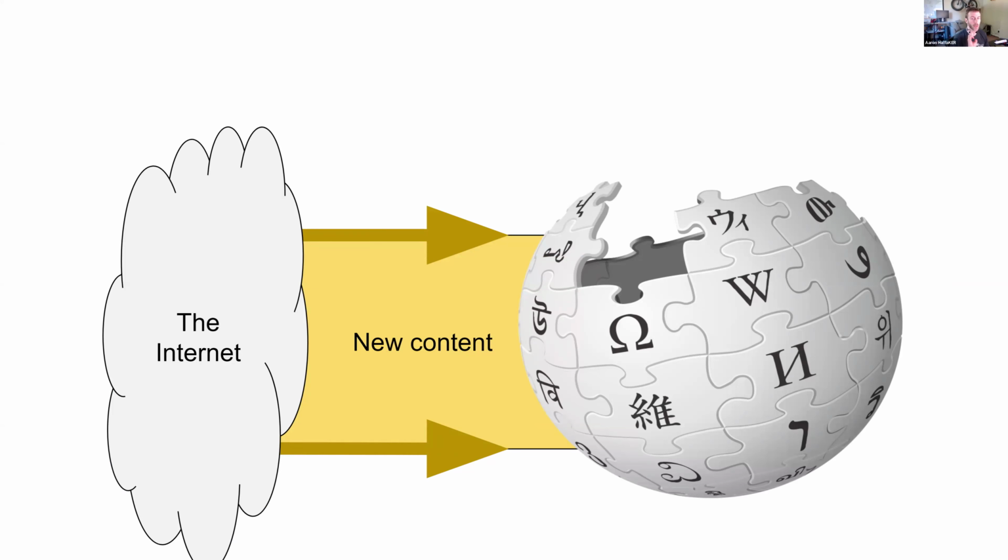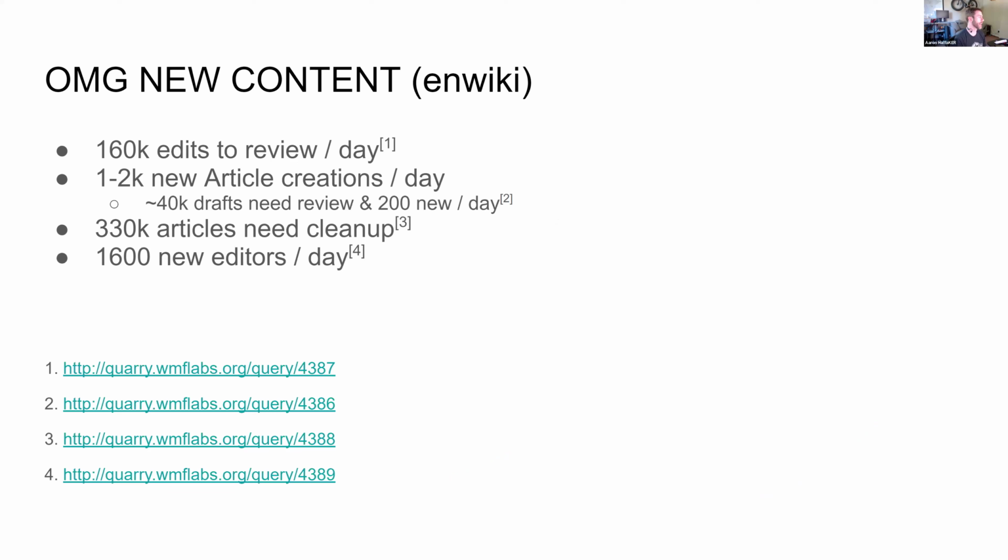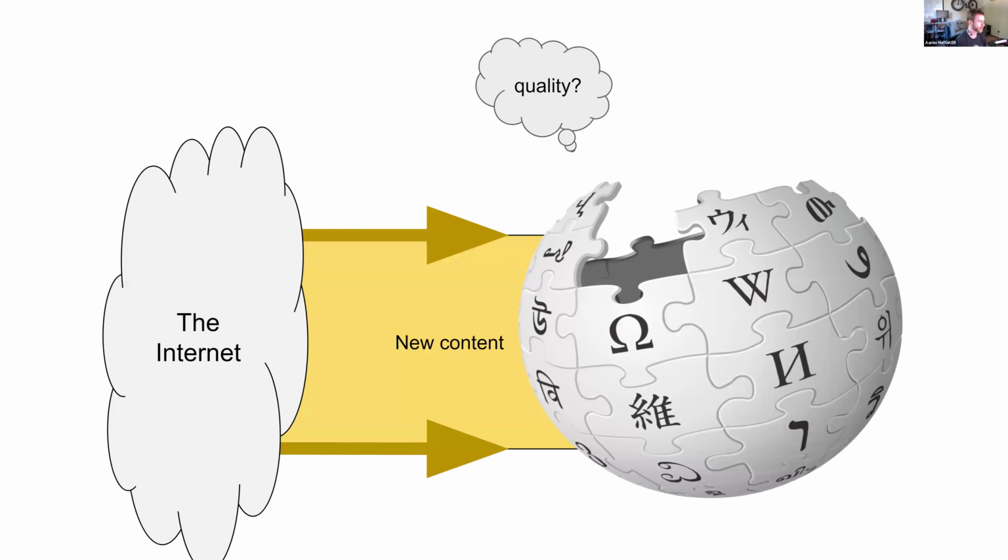Okay, so a big question about quality: is Wikipedia trustworthy? Well, the internet, if you will, is constantly dumping content into Wikipedia. There are about 160,000 edits to articles in Wikipedia that need to be reviewed for their quality per day. About 1 to 2,000 new articles get created per day. There are over 300,000 articles tagged as needing some cleanup and attention, and about 1,600 newcomers show up in Wikipedia per day. So it's just a massive amount of stuff that comes in from the internet.